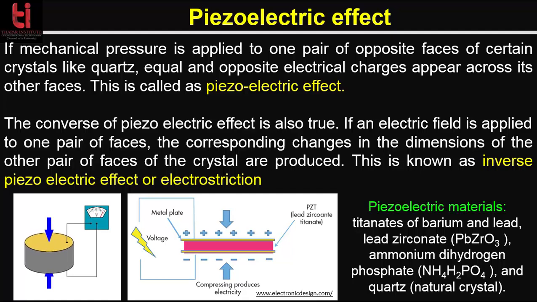The examples of piezoelectric materials are titanates of barium and lead zirconate. The chemical formula is PbZrO3. There is ammonium dihydrogen phosphate, which is NH4H2PO4, and quartz, which is a natural crystal. Also, human bone exhibits piezoelectric properties, meaning that when stress is applied to the bone, it produces a current within itself.